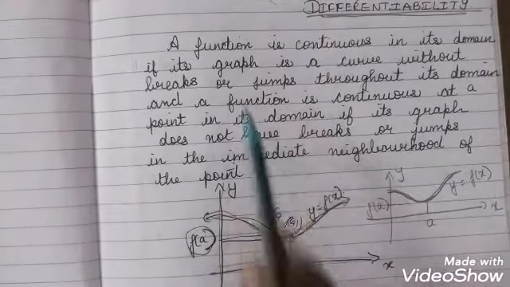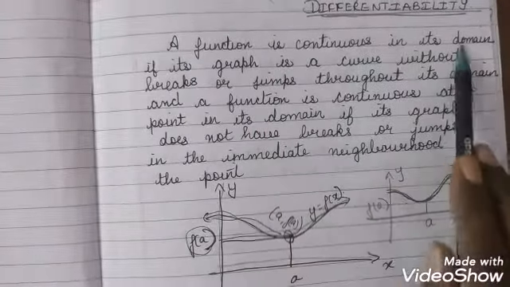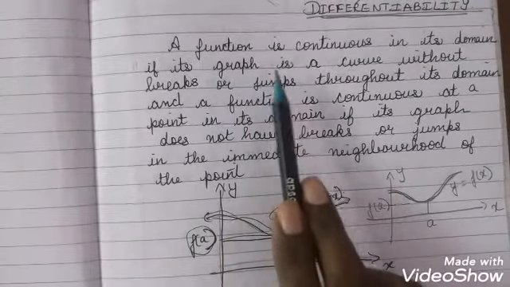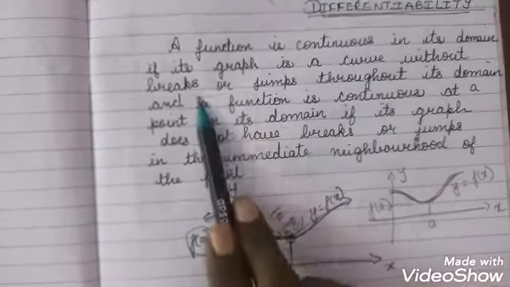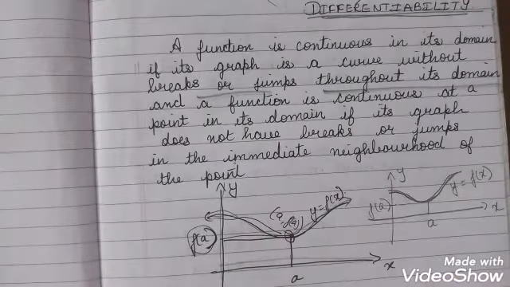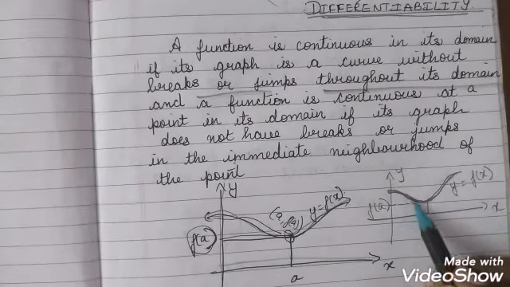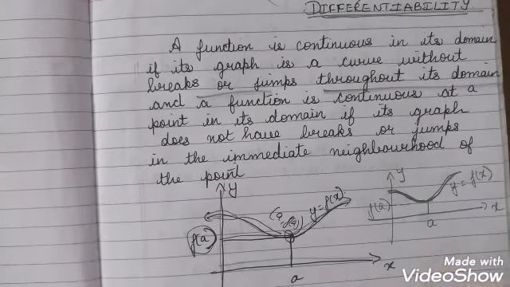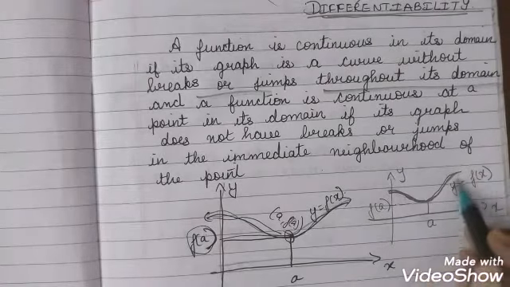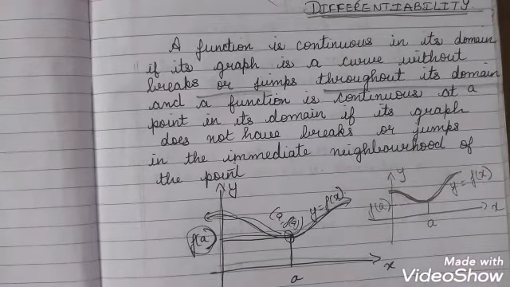So what do I say here? A function is said to be continuous in its domain if its graph is a curve without breaks or jumps throughout its domain. That is what I told you. If you see here, there is no jump, no break or anything like that in this curve. That only we call a continuous function. This graph doesn't have a break.